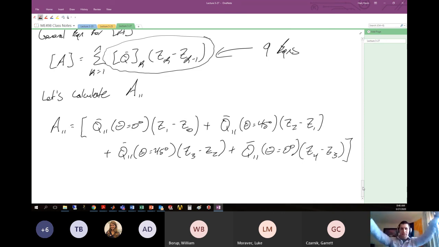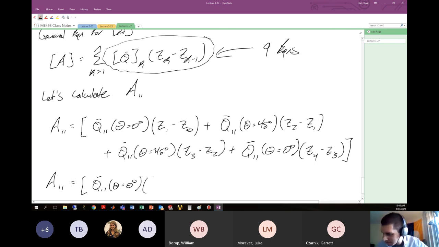So we've laid out explicitly things like Z1, Z0, Z2, and so on and so forth. So let's make some simplifications here for those entries. We'll have Q bar 1, 1 at theta equals 0 degrees times Z1 minus Z0. So this is going to be Z1 minus Z0.